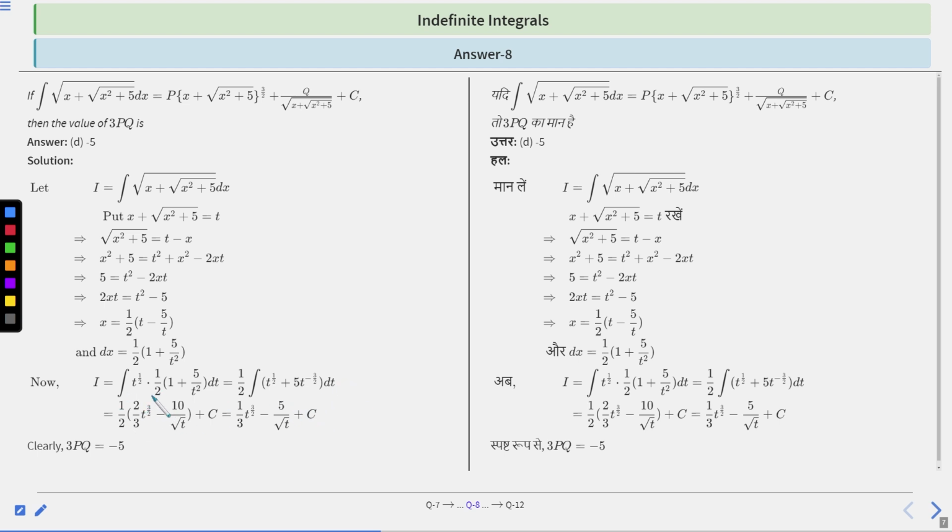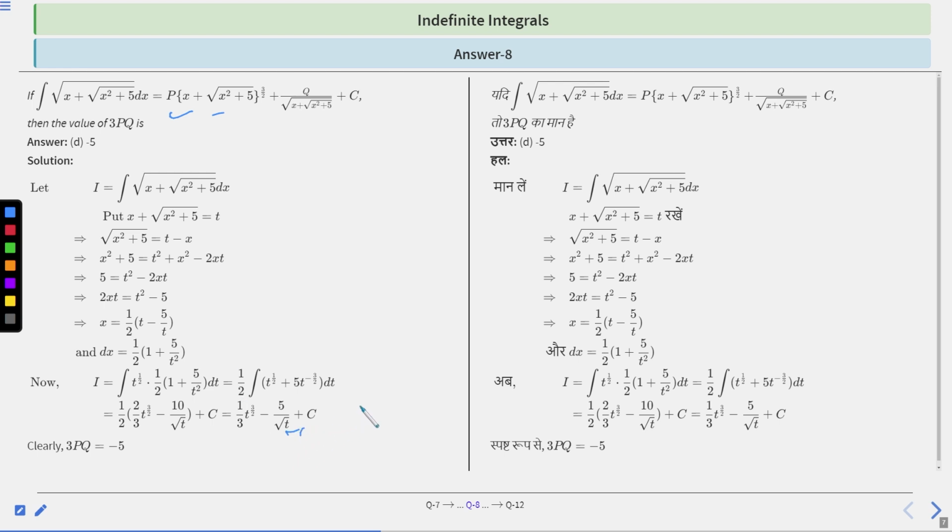So after integrating this, you will get 1 by 2 into (2 by 3 t to the power 3 by 2 minus 10 by root t) plus c. And by adjusting and simplifying, you will get I as 1 by 3 t to the power 3 by 2 minus 5 upon root t plus c. Now you can compare this equation with this one.